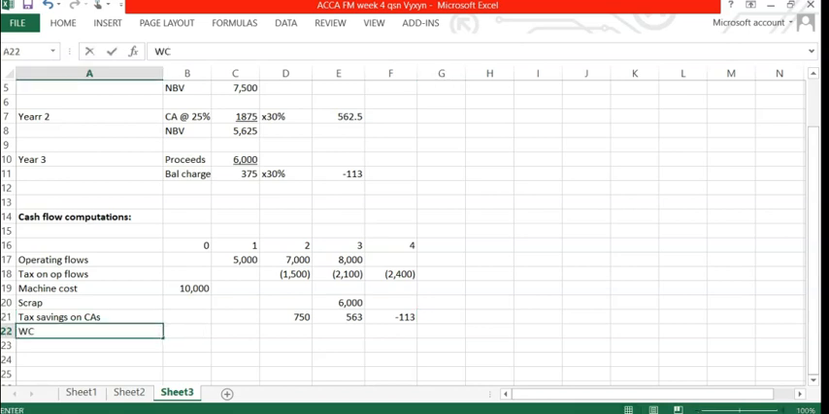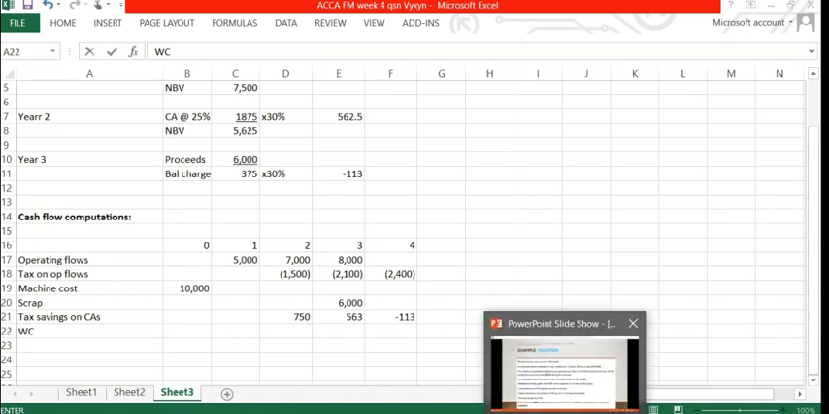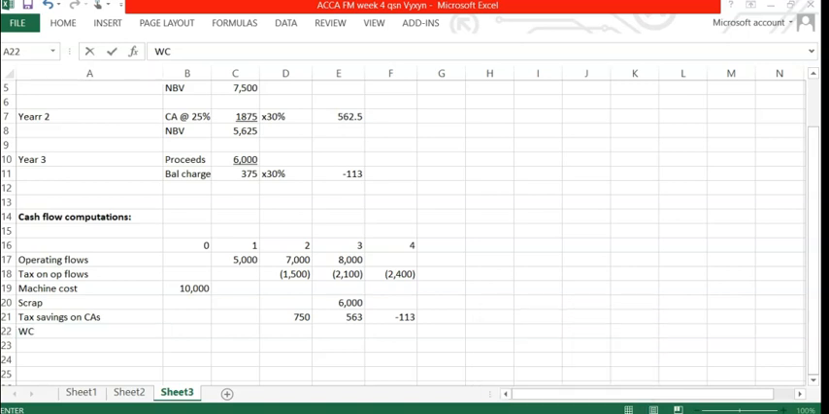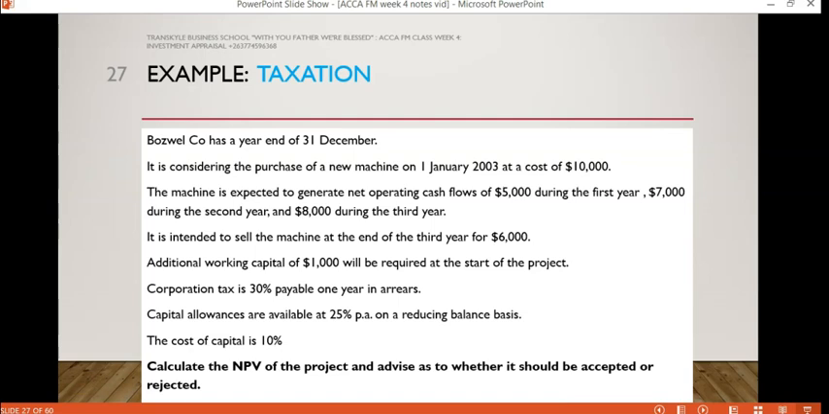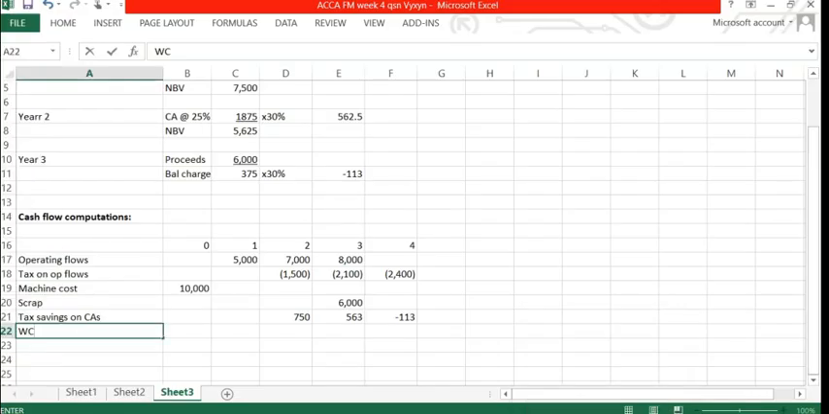Working capital, we are told by the question that working capital is going to be required, but at what rate? The question says additional working capital will be required at the start of the project of $1,000. So at the start of the project, that is in year 0, the working capital is $1,000. Remember, this initial amount is a negative figure.